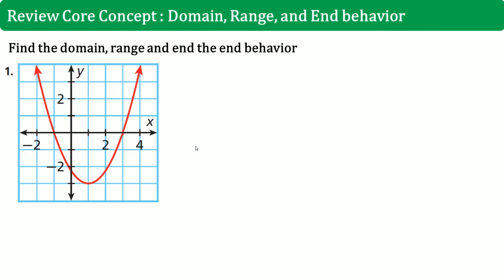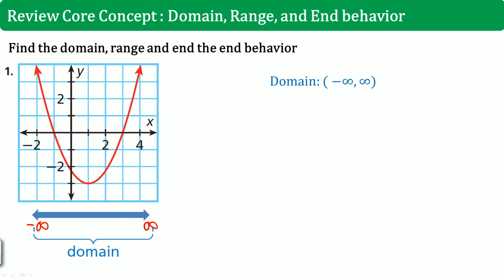First of all, let's review the domain, range, and end behavior. When we are looking at the domain, we look from left to right, and we see from the left it is negative infinity all the way to positive infinity. So we can write the domain as from negative infinity, comma, to infinity. And please understand that the parentheses are because it's open. Okay, it's open on infinity.